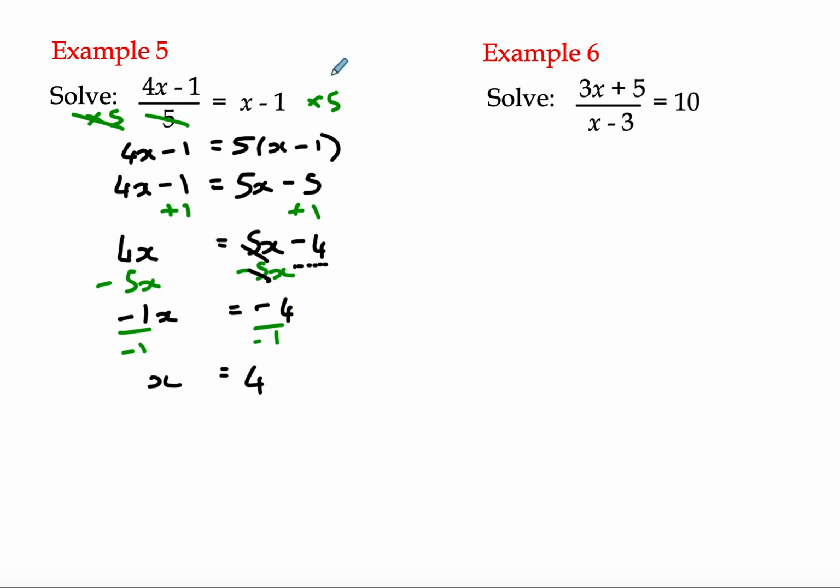And let's check if x equals 4 is a valid solution. If I go back to my original equation, 4 4s are 16 minus 1 is 15. And 15 divided by 5 is 3. So that whole fraction there on the left hand side has the value 3. And 4 subtract 1 on the right hand side is also 3. Both of those work, or that equation holds for x equals 4.